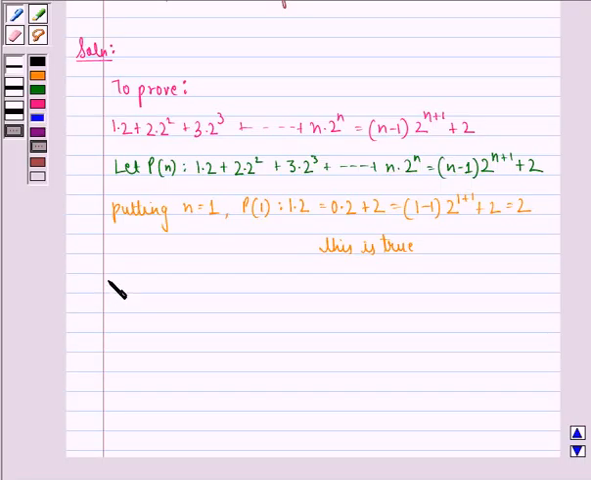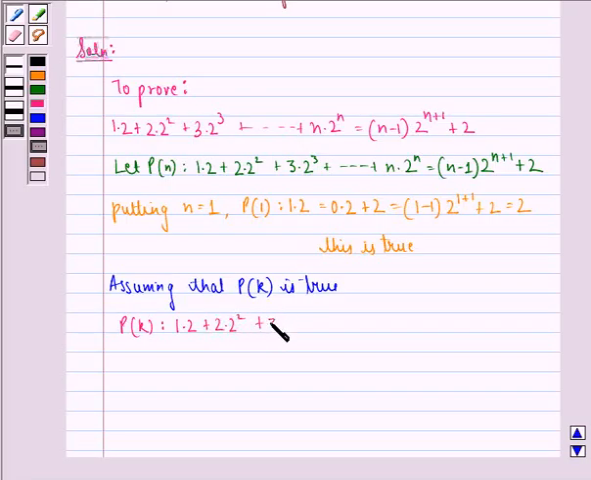Now, assuming that P at k is true, P at k becomes 1 into 2 plus 2 into 2 square plus 3 into 2 cube up till k into 2 raised to power k. That is equal to (k minus 1) into 2 raised to power (k plus 1) plus 2. And this becomes the first equation.